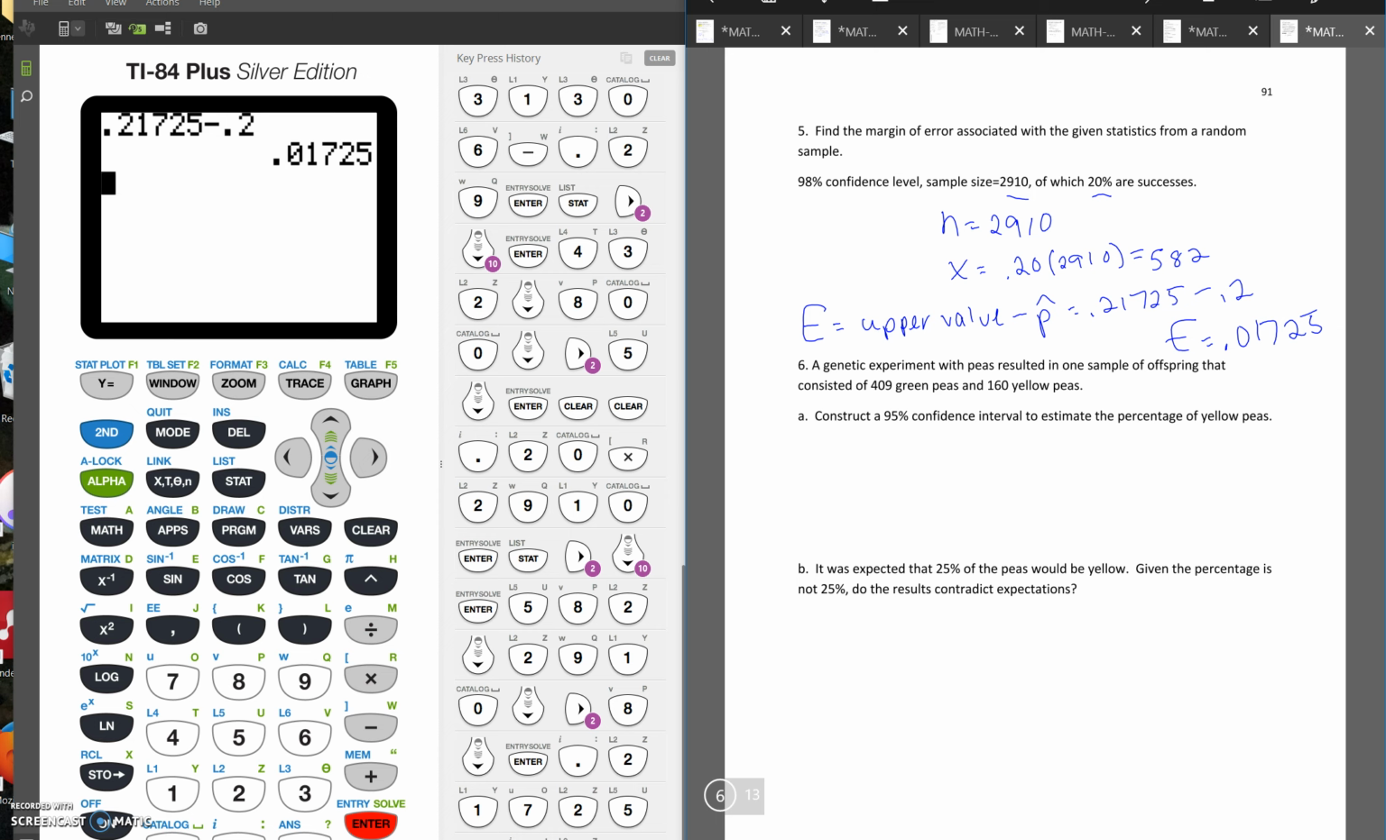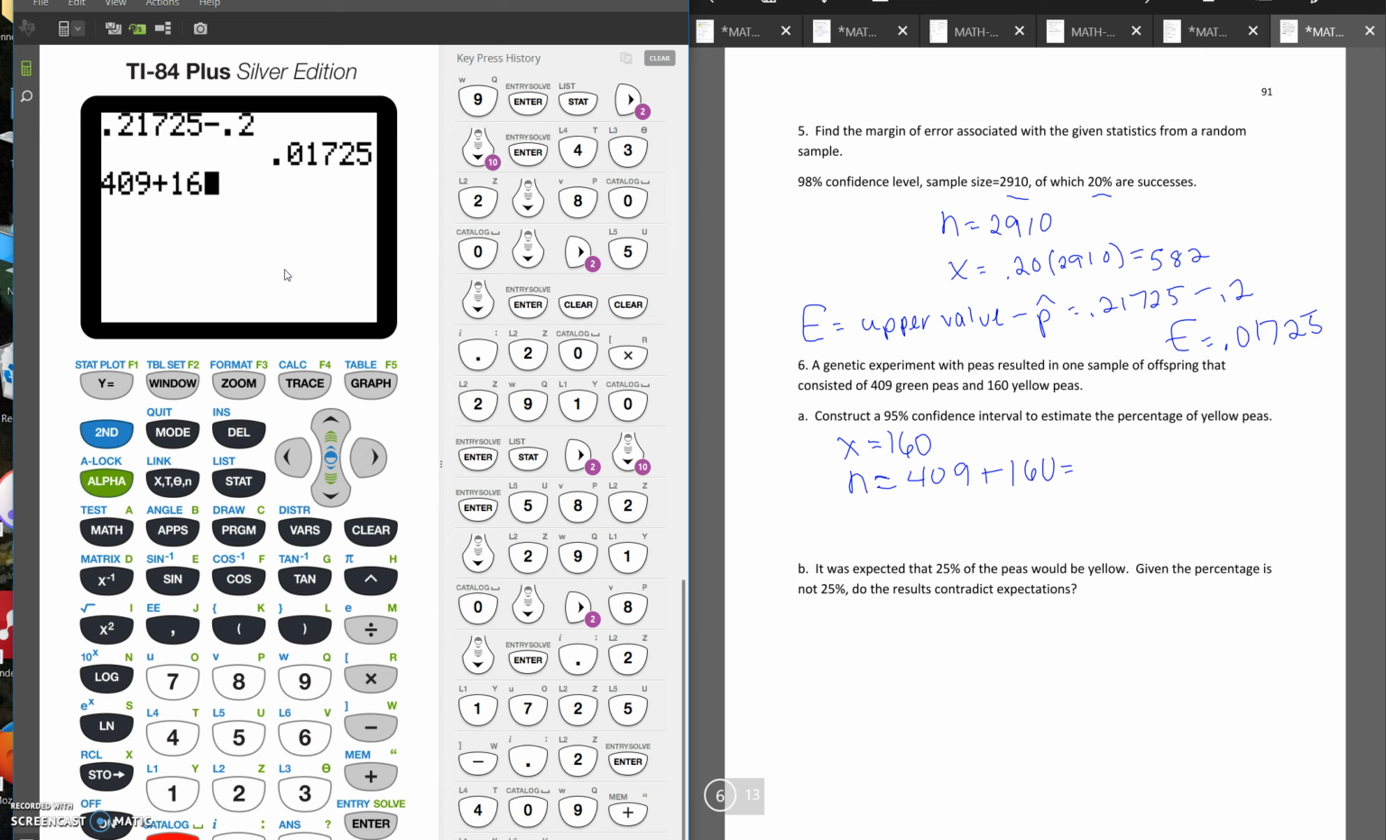So number 6 here says, a genetic experiment with peas resulted in one sample of offspring that consisted of 409 green peas and 160 yellow peas. Construct a 95% confidence interval to estimate the percentage of yellow peas. So our x, our number of yellow peas, is 160. Our n, our total number of peas sampled, would be the green peas plus the yellow peas. So we're going to take 409 plus 160. So 569.